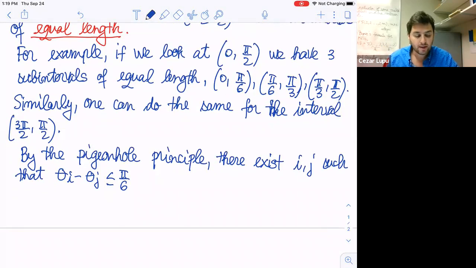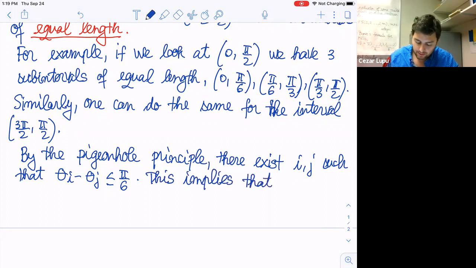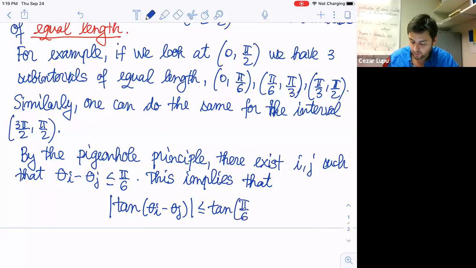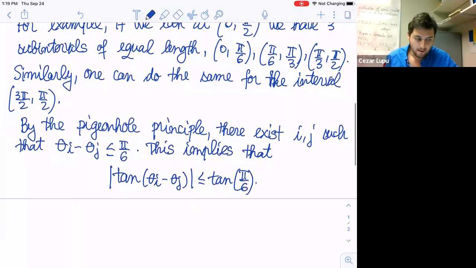So now applying the tangent function, this implies that tangent of the absolute value of theta i minus theta j is less or equal than tangent of pi over 6. Well, we also know that tangent in this interval is increasing. That's why we pick the fourth and the first quadrant. And now tangent of pi over 6 is nothing else than just 1 over square root of 3.